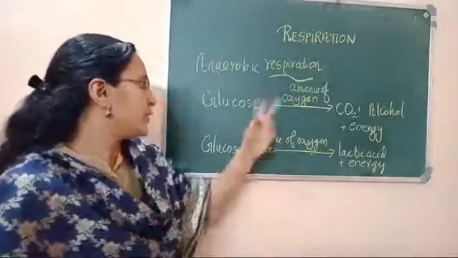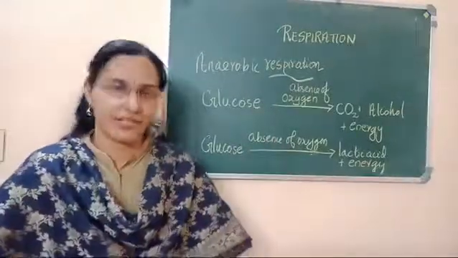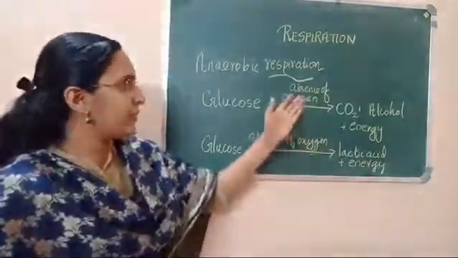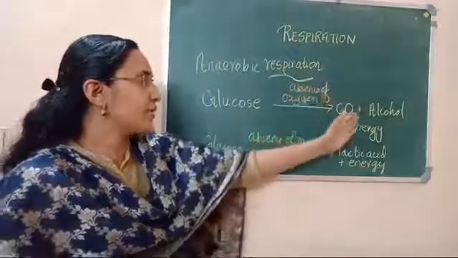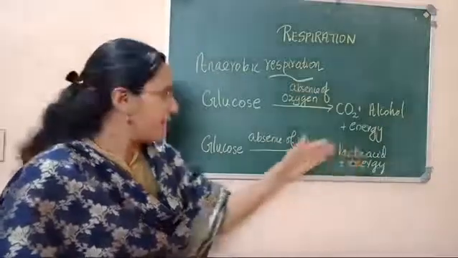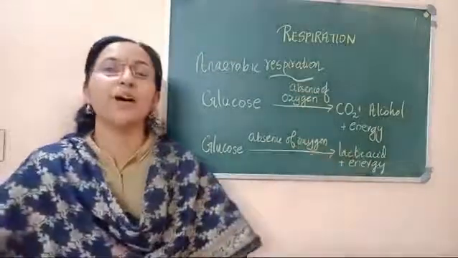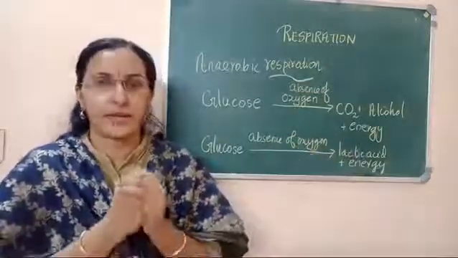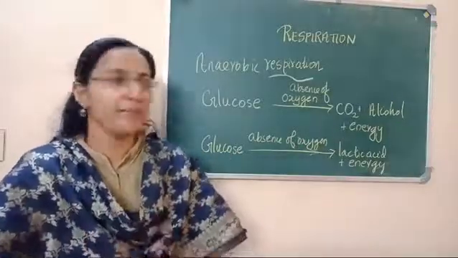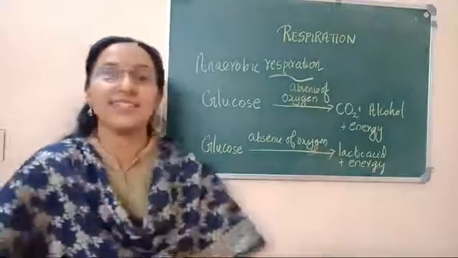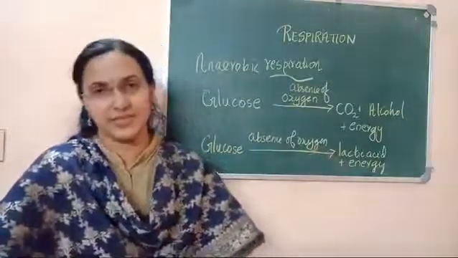So these are the two processes of anaerobic respiration. The first is in yeast and so on. Many organisms respire without oxygen, and in that case they produce carbon dioxide, alcohol and energy. The second case is in our body itself. After heavy exercise or running many meters, we feel muscle cramps due to the presence of lactic acid in the muscles.